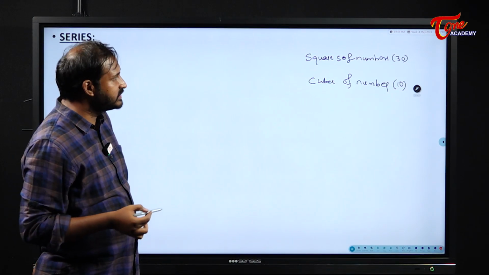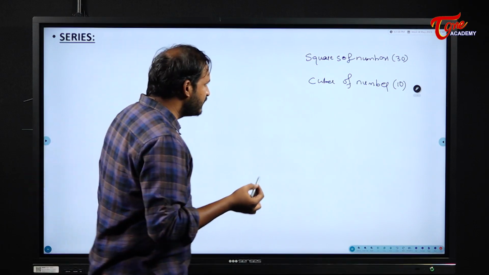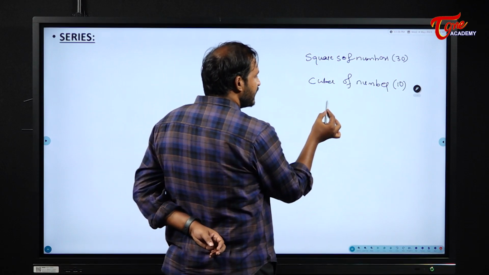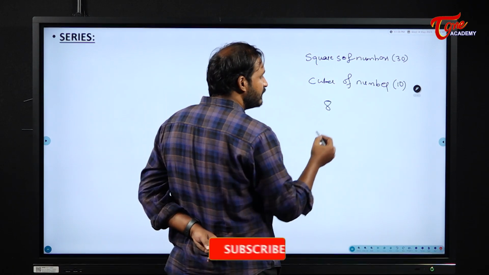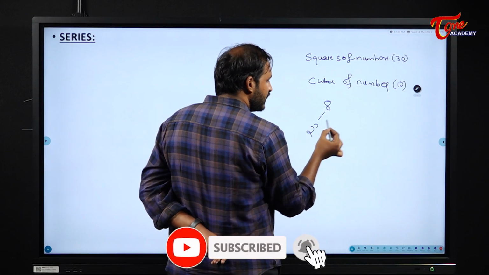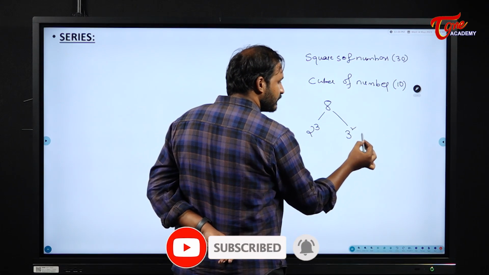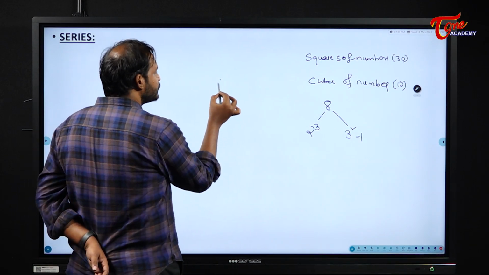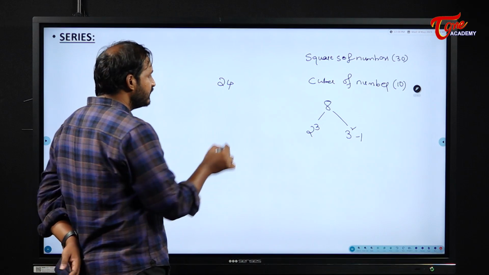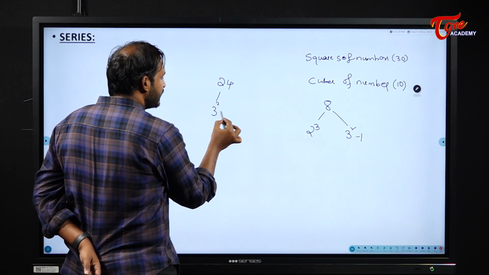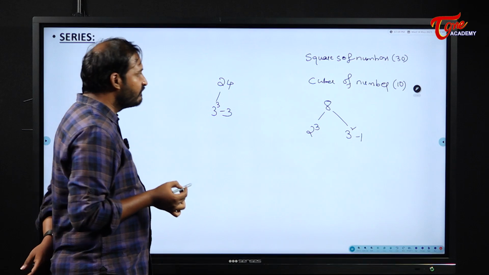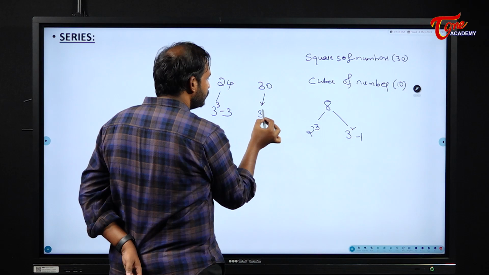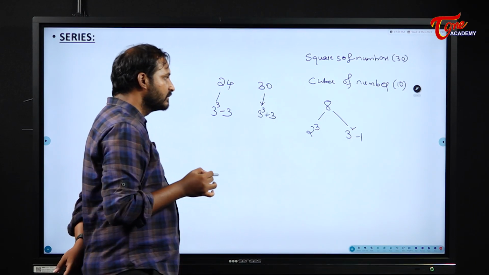Not only these squares and cubes, students, you should also be able to identify the numbers plus 1 or minus 1 to that. For example, if I see 8, I should get two ideas in my mind. The first one is, this is 2 cube, and the second one is 3 square minus 1. If I see something like 24, I should get an idea that this is equal to 3 cube minus 3. If I see 32 or else 30, I should get an idea that this is equal to 3 cube plus 3.